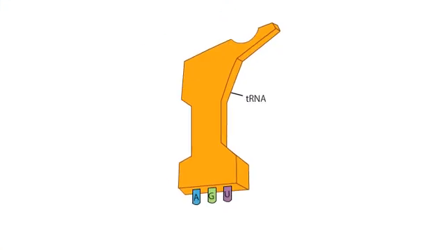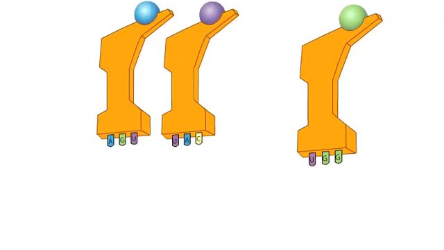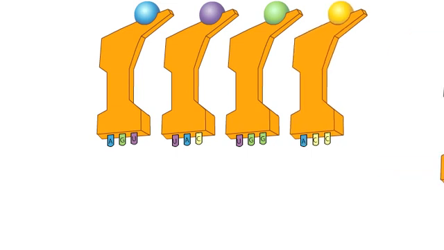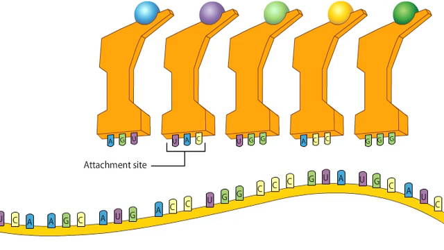tRNAs are two-sided molecules. On one side, a particular amino acid is attached. There are different tRNA molecules for each of the 20 different amino acid molecules, which are floating around in the cytoplasm in great numbers. On the other side of a two-sided tRNA molecule is an attachment site, consisting of a 3-base sequence. The attachment site matches up with a 3-base sequence called a codon on the mRNA transcript.